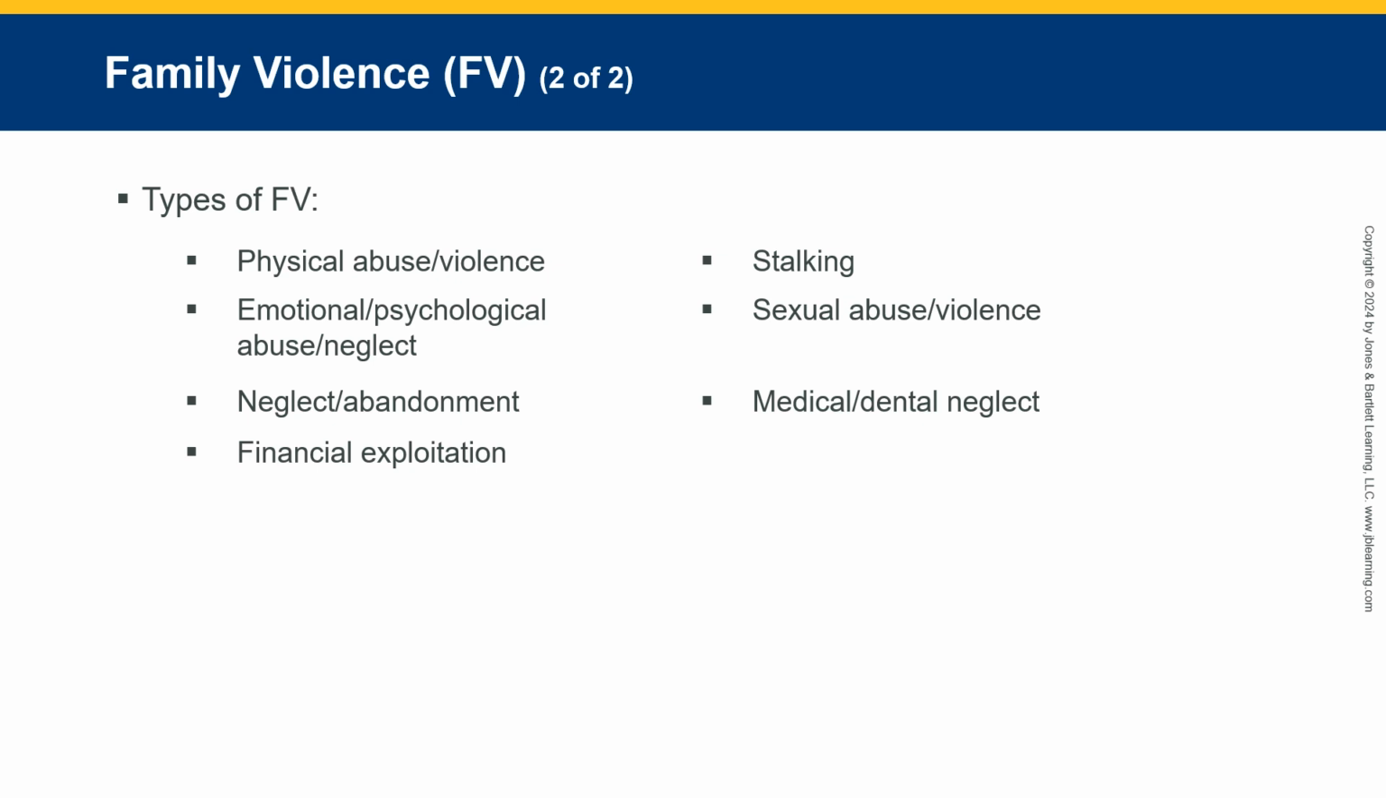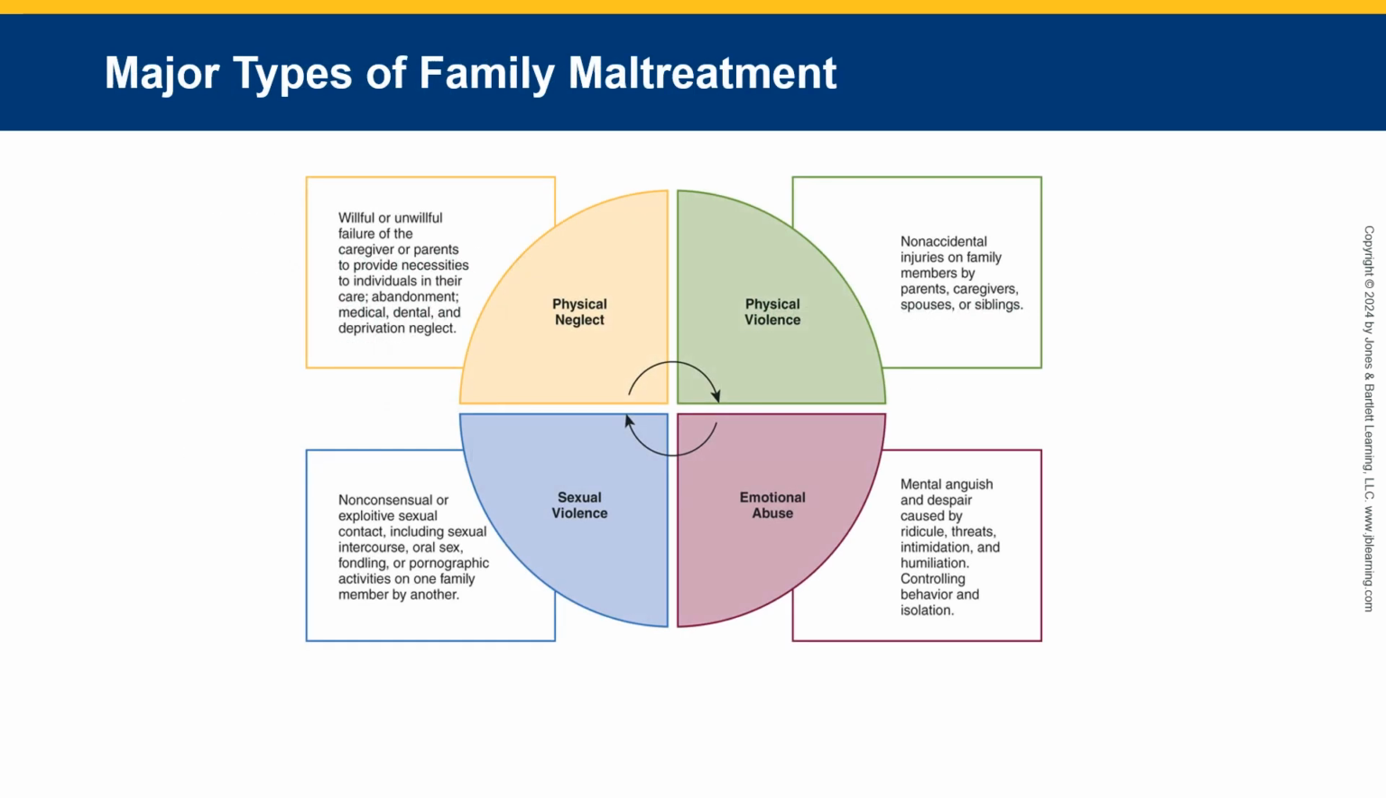Types of family violence include physical abuse, emotional and psychological abuse and neglect, neglect and abandonment, financial exploitation, stalking, sexual abuse and violence, and medical and dental neglect. Your major types of family maltreatment include physical neglect, which includes neglect of dental care and deprivation.